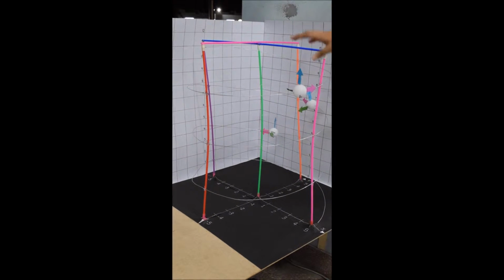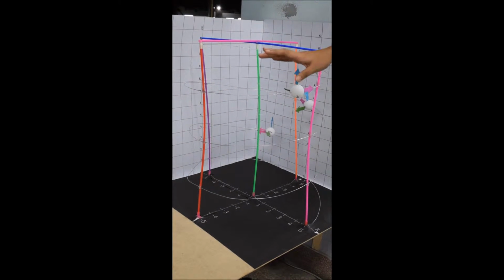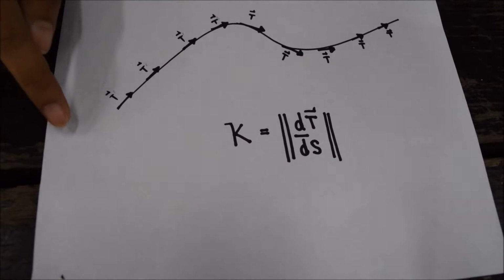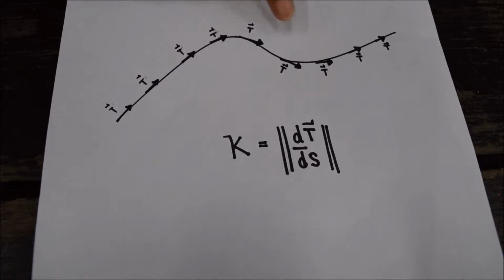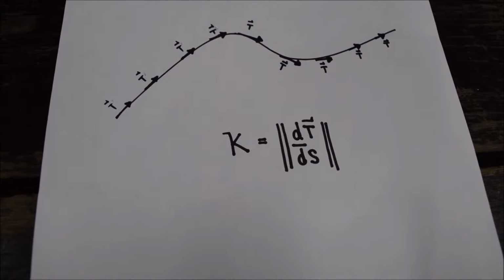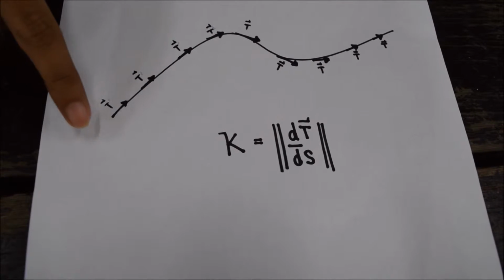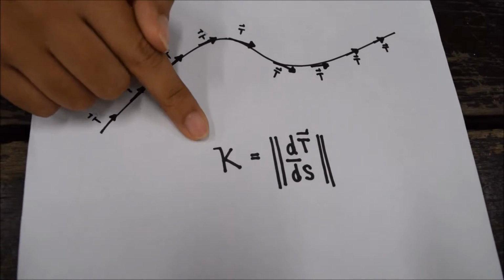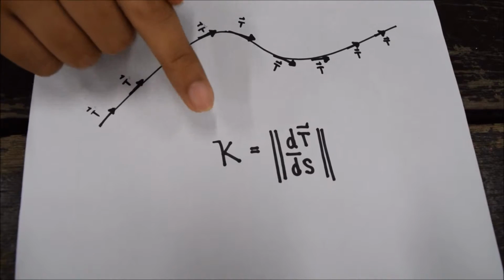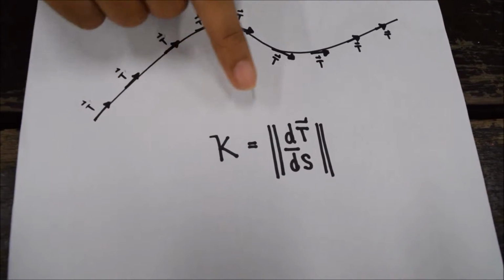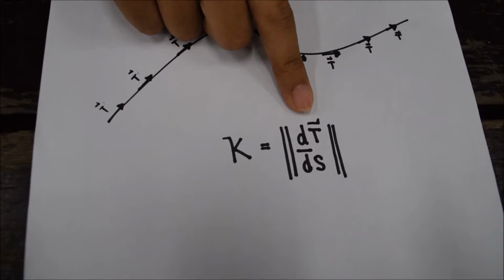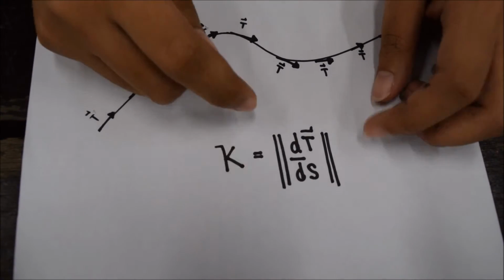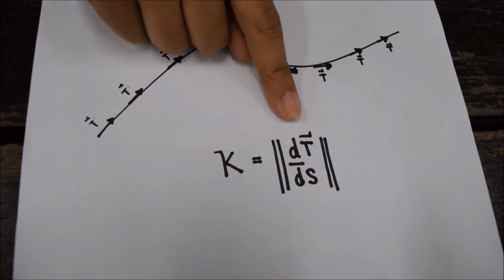So we can use this fact to introduce another parameter. This picture also shows how T changes. From this fact, as I said, we can introduce another parameter which is k. We call this k kappa, the curvature. This kappa is defined by the rate of change of T with respect to s, and we take the magnitude of the rate of change of T.